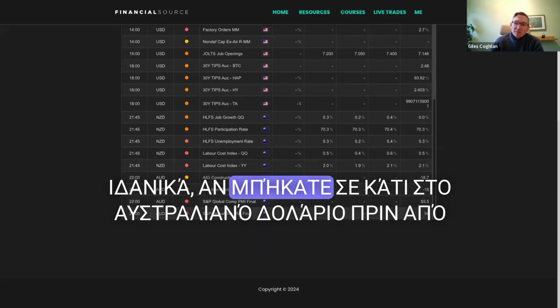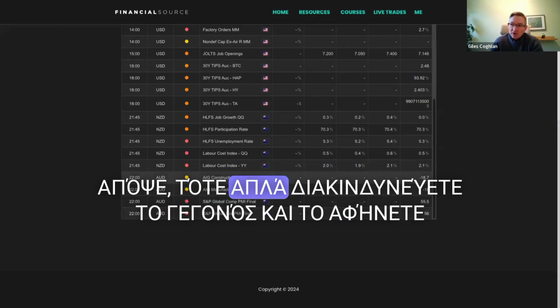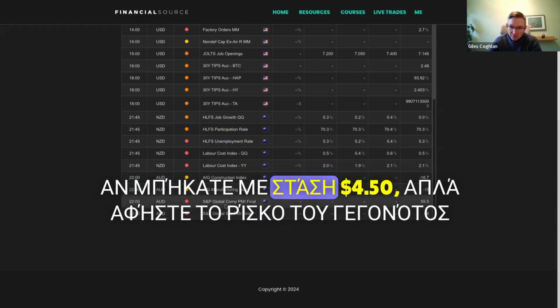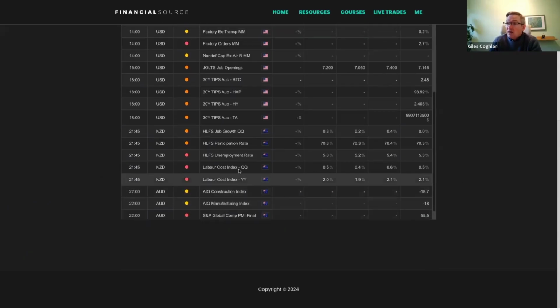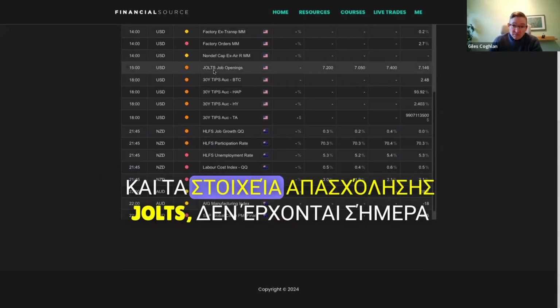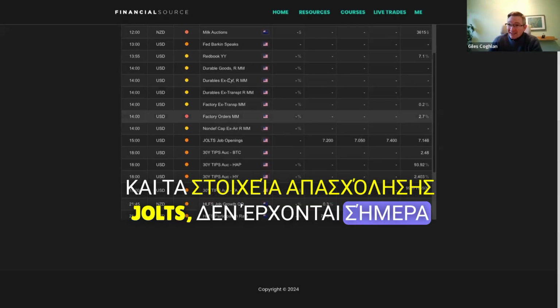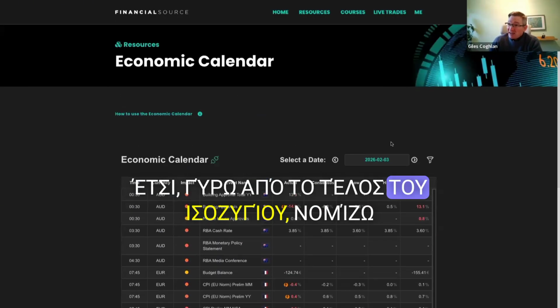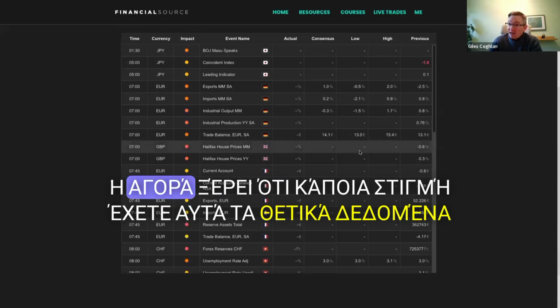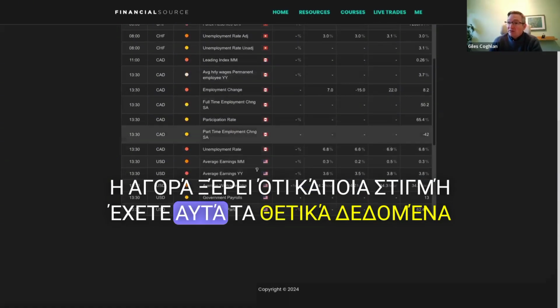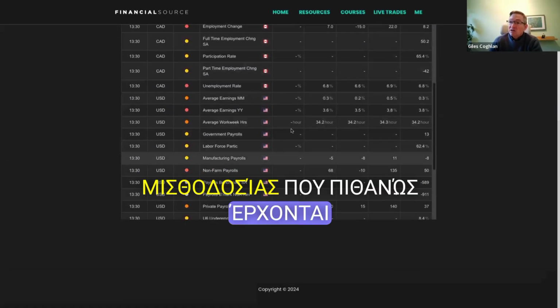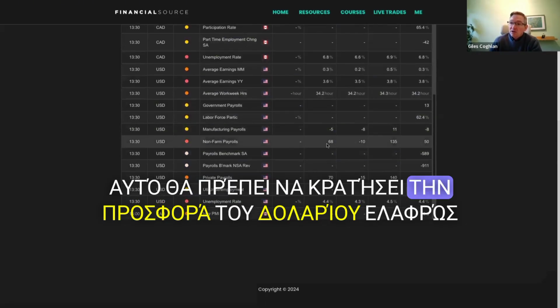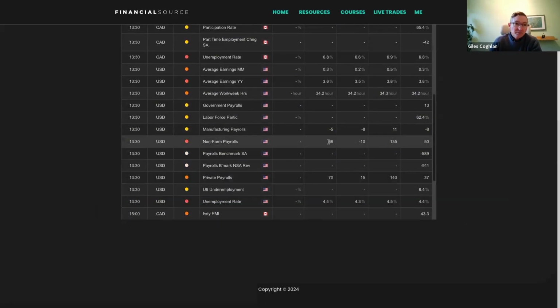So ideally, if you got into something in the Australian dollar before tonight, then with the event risk, just leave it. If you got in with a 4 or 5 point stop, just leave the event risk alive. And JOLTS jobs is not coming today. So round the balance, you look at the data, the market knows that at some point you've got this positive payrolls data probably coming. So that should keep the dollar bid mildly.